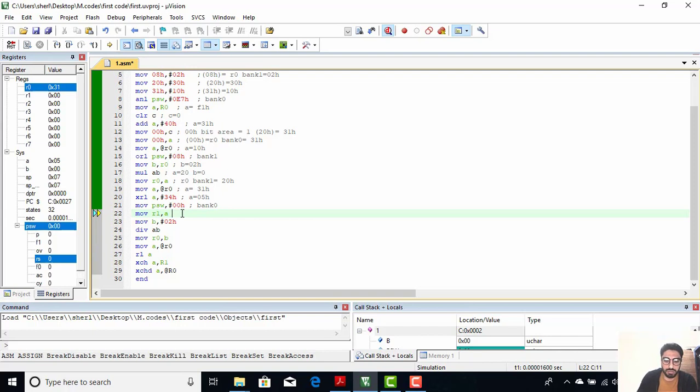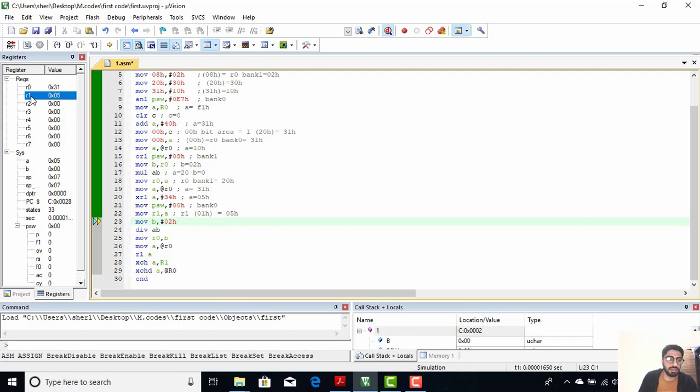Now we are going to move the value of A to R1 of bank 0, which means 01 hex equals... what is the value of A? It's 05 hex. Let's see if it's right or not. Yes, R1 of bank 0 is 05 hex, and we're in bank 0 as well. Now we are giving B the 02 hex value, and let's see here.